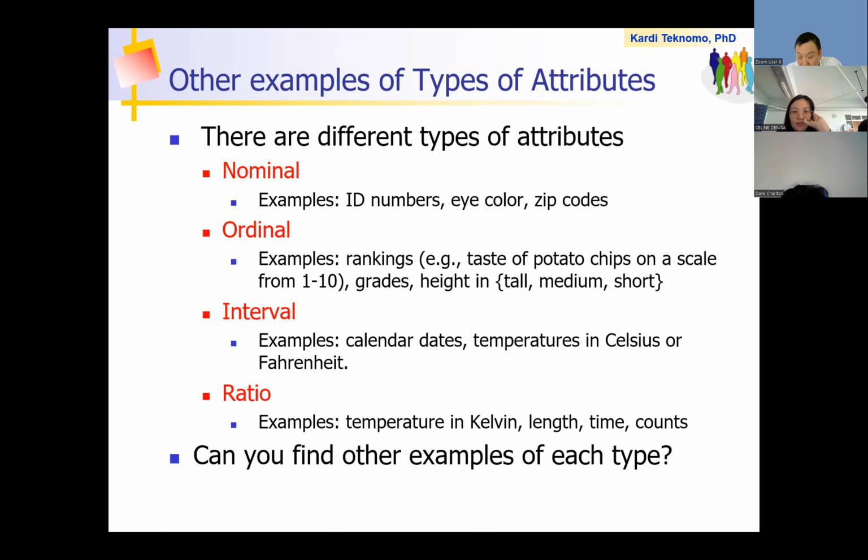Your love. You love your boyfriend, you love your girlfriend. So what is the value? What type? Nominal, ordinal, interval, ratio. Love. Love between 1 to 10. Interval. No, ordinal.